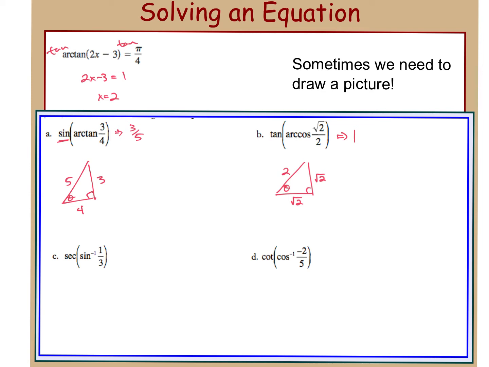On C, I have arc sine of 1/3. So when does sine equal 1/3? My opposite would be 1. My hypotenuse would be 3. So then my other side is what? Square root 8. And so now once I have my triangle, I do the secant of it. What's a secant? 3 over square root 8.